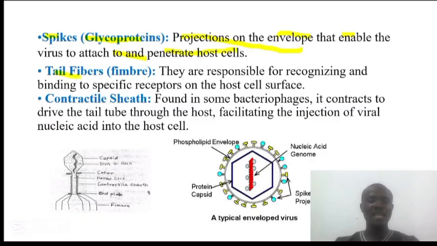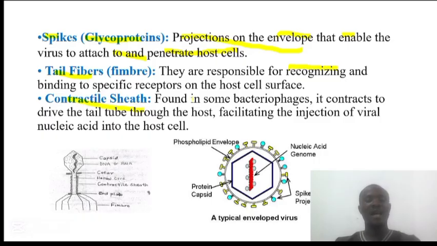And we have the tail fiber. This tail fiber is responsible for recognizing. So it is the one that has to recognize that this is our host, this is not our host. Because not all living organisms can be infected by a particular virus. It can infect some and some it cannot infect. So it has to recognize its host, the host that it can live comfortably in, or the host that it can cause disease in.